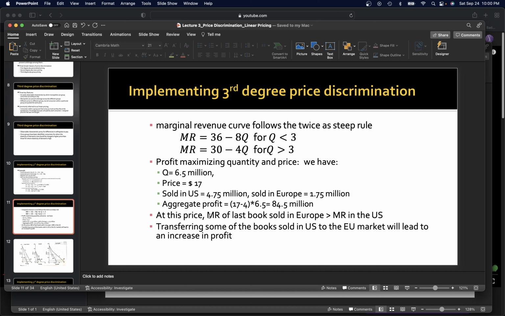And at this price, which is 17, MR of the last book sold in Europe is greater than the MR in the United States. Transferring some of the books sold in the United States to the EU market will lead to an increase in profit. In class, you should be able to interpret this sentence. Why is that? You should be able to understand what a difference in the marginal revenue is, basically.